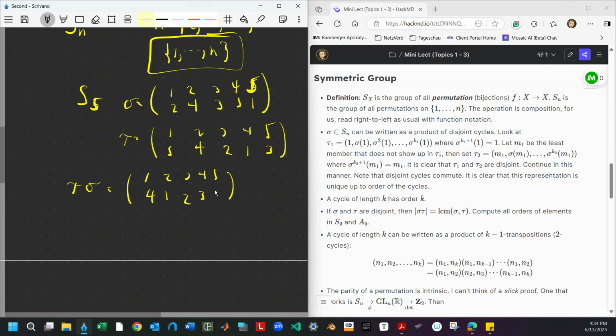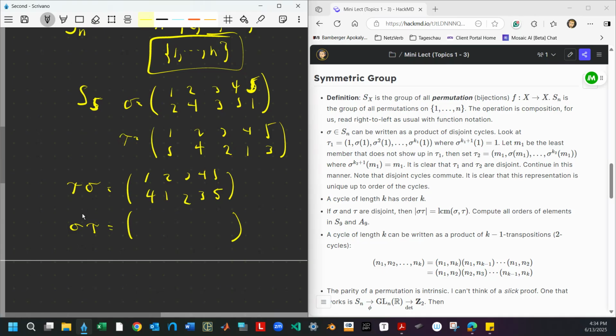5 gets sent to the only thing it can be sent to, but let's just work it through. 5 goes to 1, 1 goes to 5. There we go. So 5 actually goes to 5. And that's different than sigma tau. This shows you that this is not commutative.